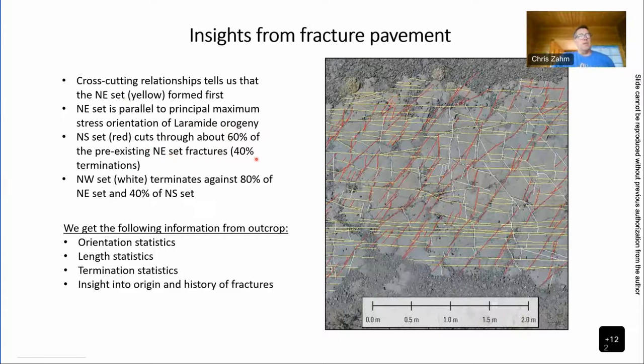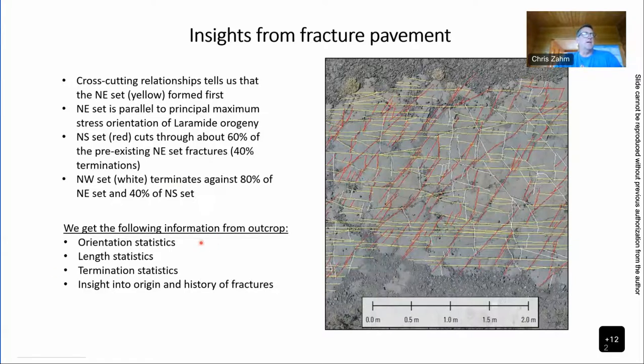And there's about 40% of those terminating right against the northeast. So here are some examples: there's a termination here, another termination, several terminations. Some of these go through, but they terminate eventually against a fracture set. And then the northwest set terminates against 80% of the northeast set and 40% of the north-south set. So these are all kind of filling in the space, but they're all terminating in that case.